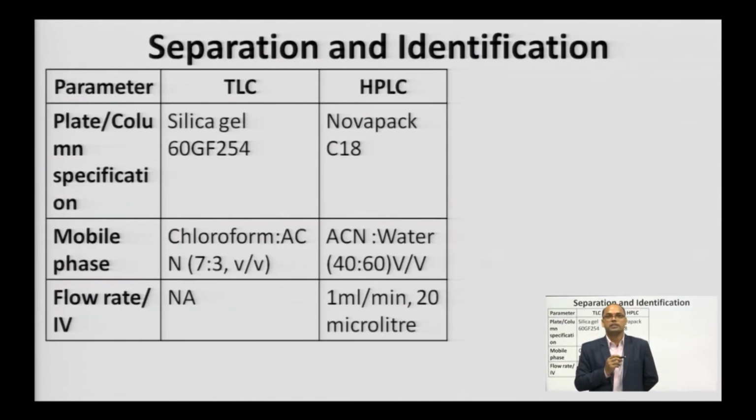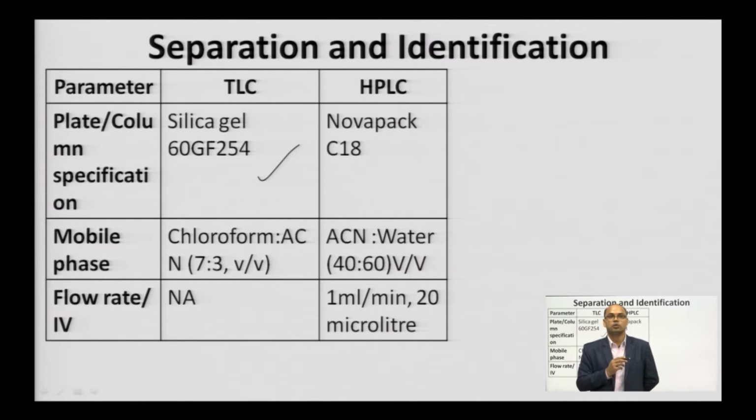If we talk about the estimation, separation or identification of Paclitaxel, we have HPLC and TLC techniques for achieving the separation or estimation of Paclitaxel in the drug sample. So in TLC, we take pre-coated silica gel plates, Silica gel plates 60 GF 254. 60 is the size of the sieve through which the silica gel was passed. G is the gypsum, and F is the fluorescent reagent that fluoresces at 254 nanometers.